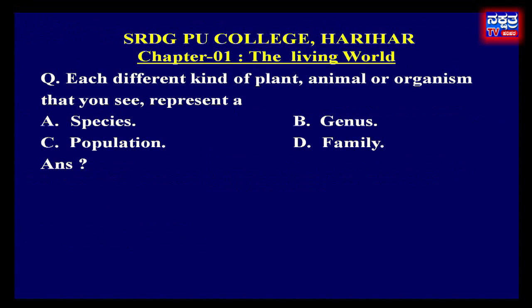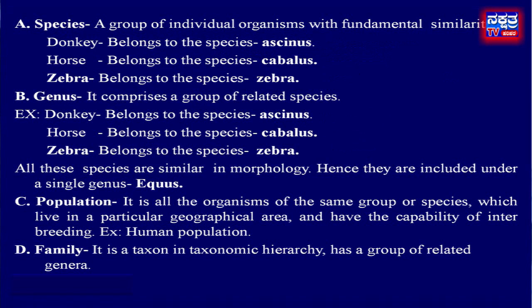Watch on monitor. Question: each different kind of plant, animal or organism that you see represents A, species, B, genus, C, population, D, family. In the given options, A, species. Species is nothing but a group of individual organisms with fundamental similarities.